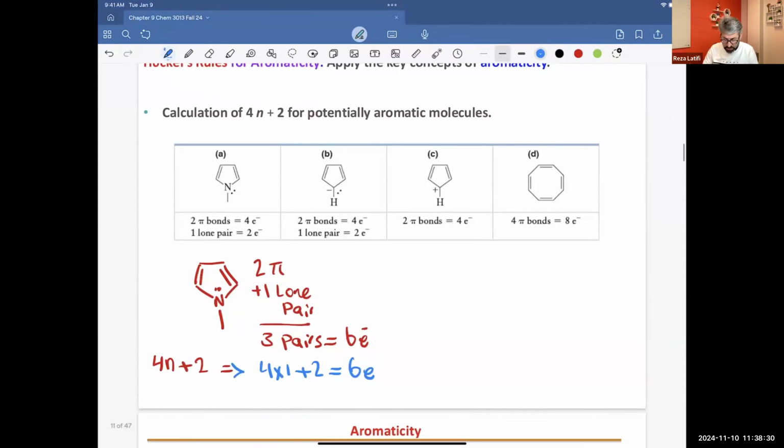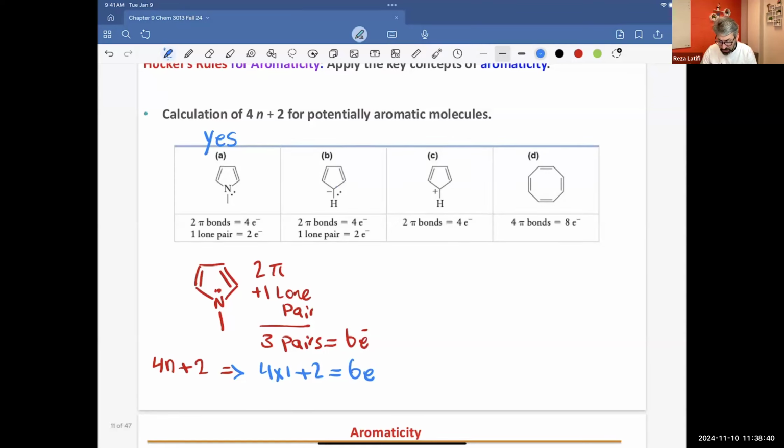So aromatic, yes or no? Yes, this molecule is aromatic. Next one, we have carbon, but carbon has a lone pair. Again, so 4 pi electrons, that's a pi bond, plus 2 electrons from the lone pair. We have 6 of them. So again, this one, yes, is aromatic.